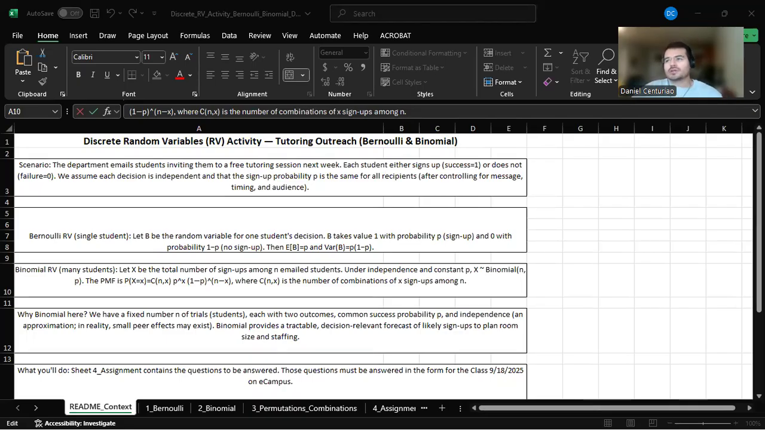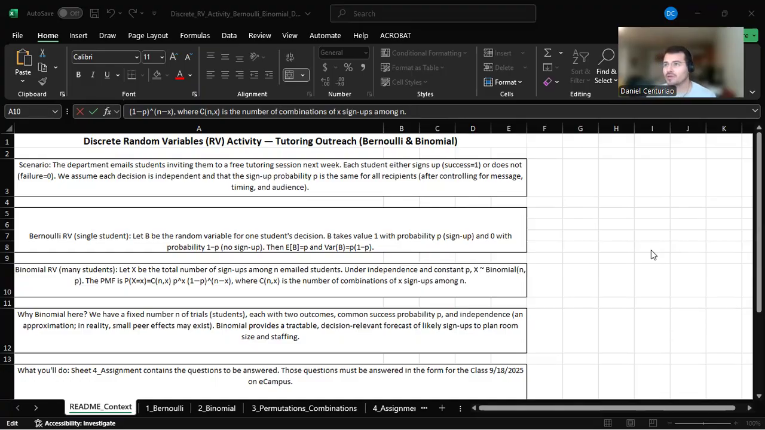Hi everyone. This is a short class basically explaining the case and giving you some instructions for how to perform the analysis that I wanted you to do based on this case. We will use Excel, basically trying to emulate a real decision that we make, for example, at the university, of emailing students about a free tutoring session and trying to forecast how many will sign up.